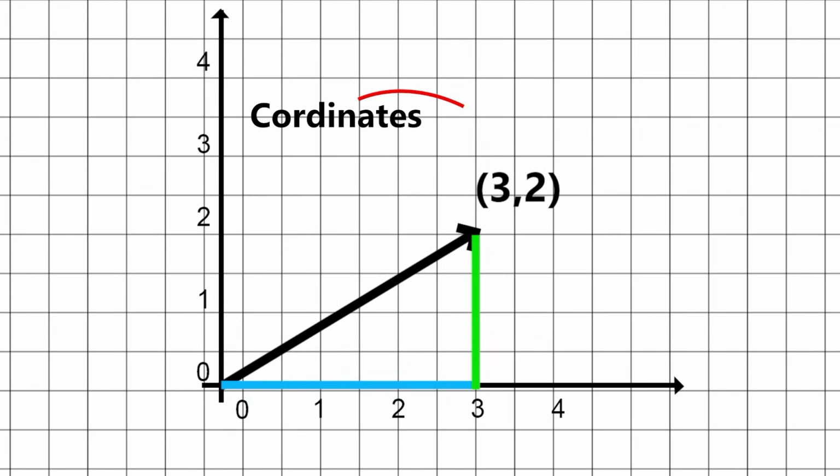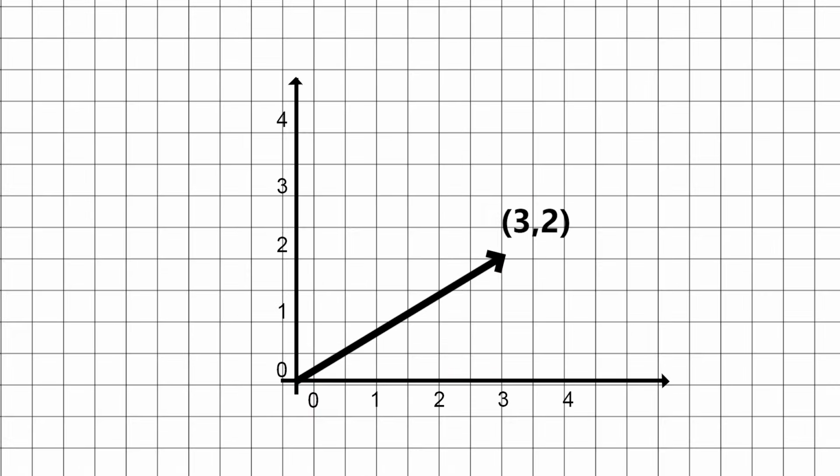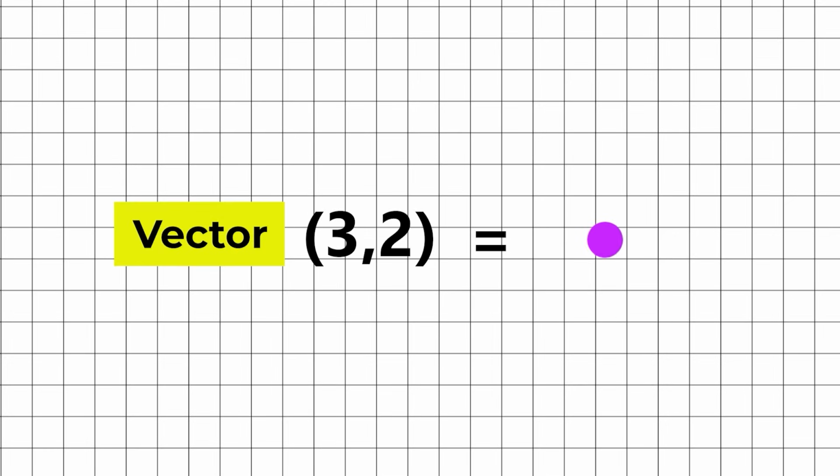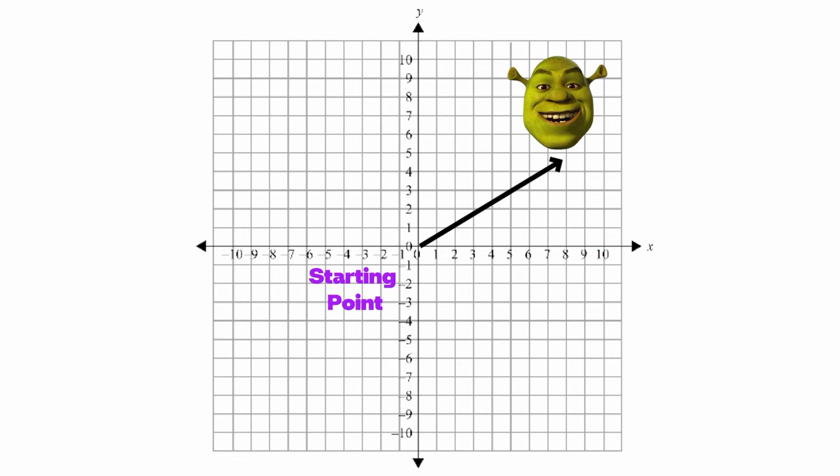The numbers you see, those coordinates, are just instructions for how to walk from the center to the tip of the arrow. So a vector is not just a point, it's a direction plus distance. You can think of it as "go here from the starting point."